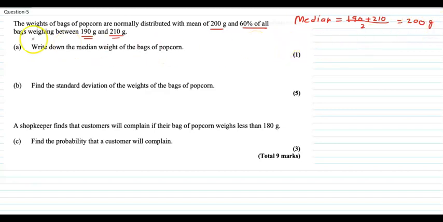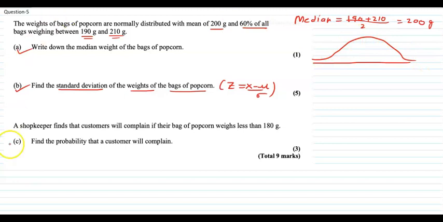Now the B part: find the standard deviation of the weight of the bags of popcorn. Whenever you need to find the standard deviation and mu, that is the mean, always use the Z value. This formula: Z equals x minus mu over sigma. So here, if we draw a normal distribution curve, just have a look, it will look like this.